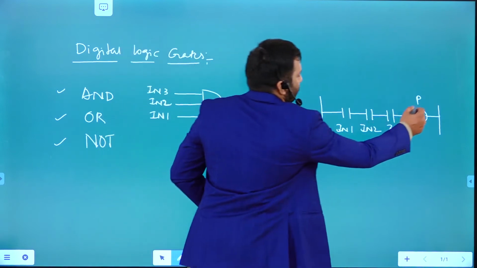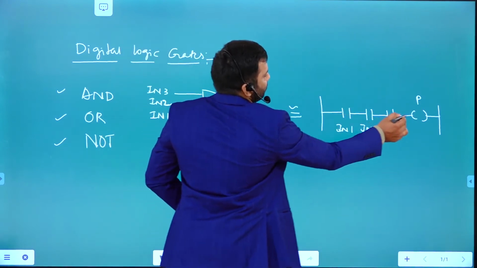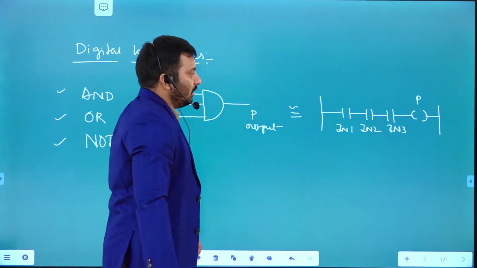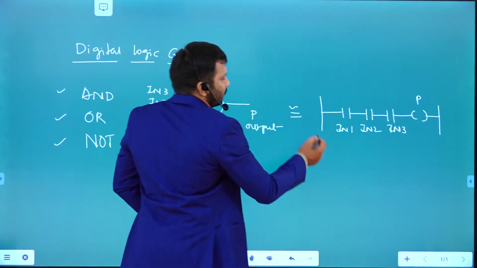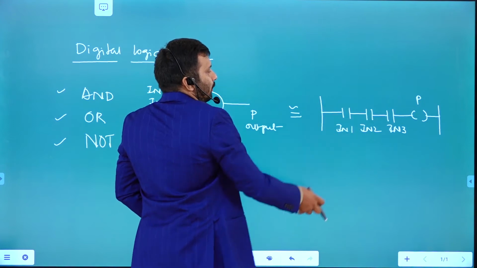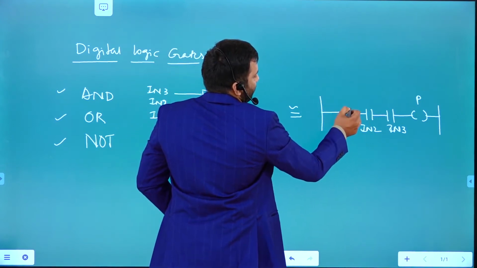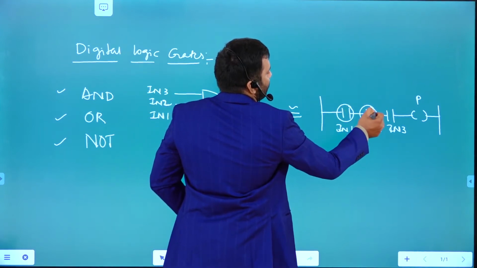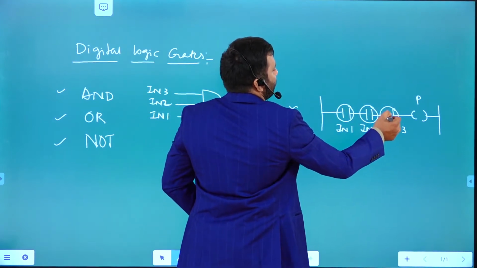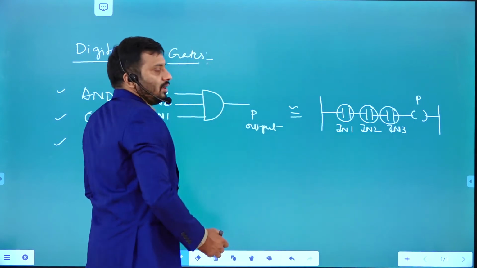This output is going to be 1 only if all are activated. If you activate only 1, the others are not activated, so this is not going to be 1. That is how it works. If all are 1, that means this one is activated, this one is also activated, and this one is also activated, then only the output is 1.